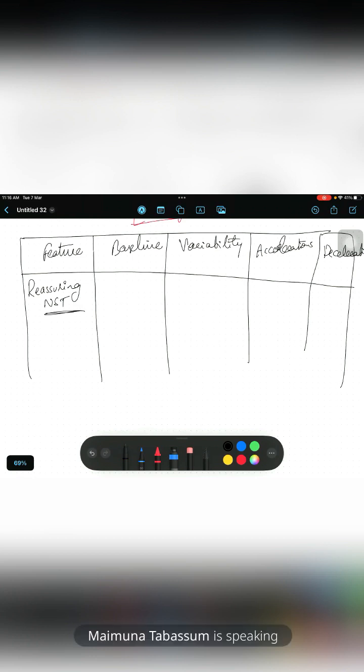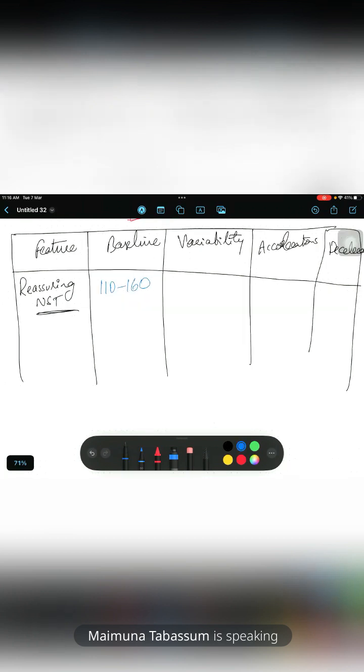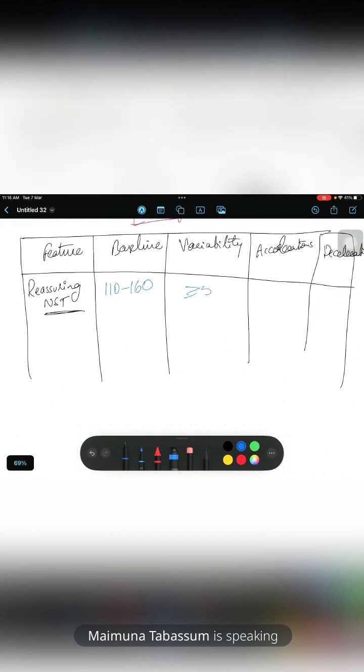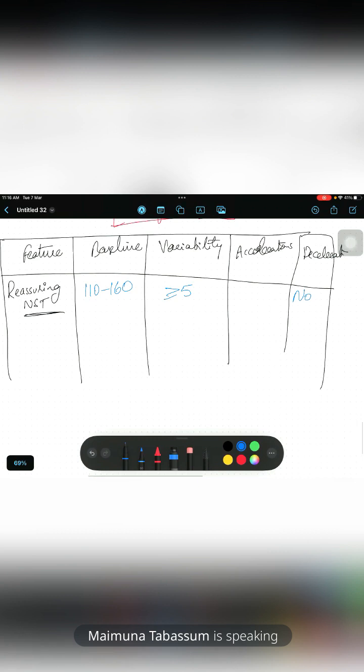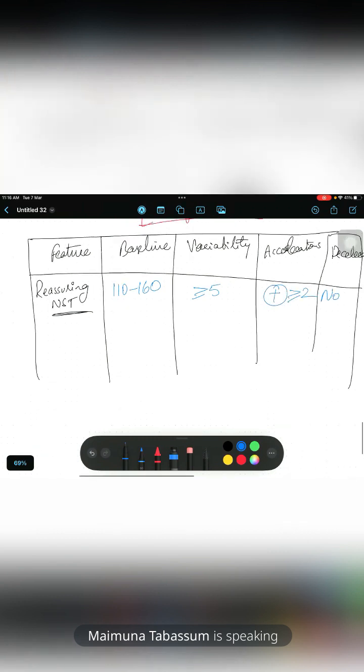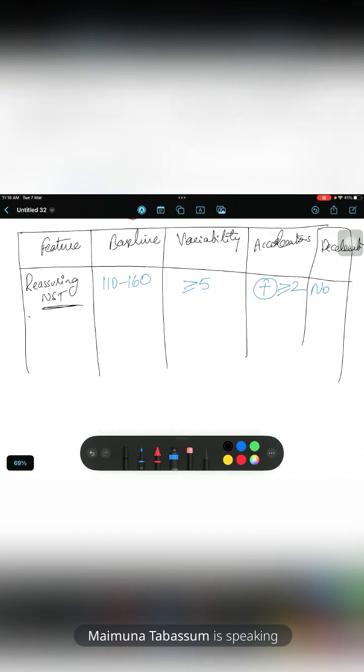So what is a reassuring NST? In this, the baseline fetal heart rate will be 110 to 160. That is the normal fetal heart rate. And the variability will be greater than 5. There will be no decelerations and accelerations will be positive, that is greater than or equal to 2 accelerations. So this is a reassuring NST.